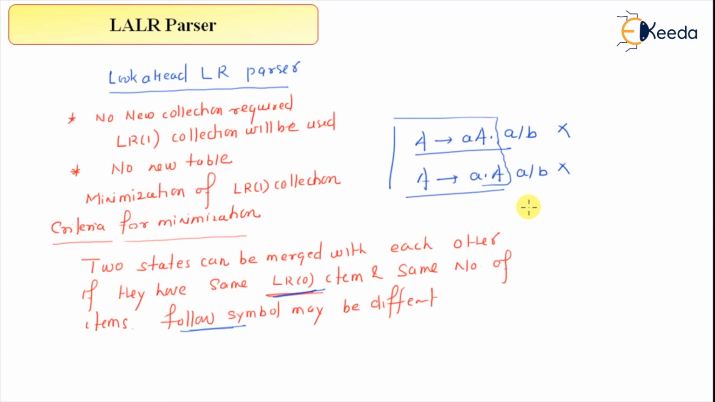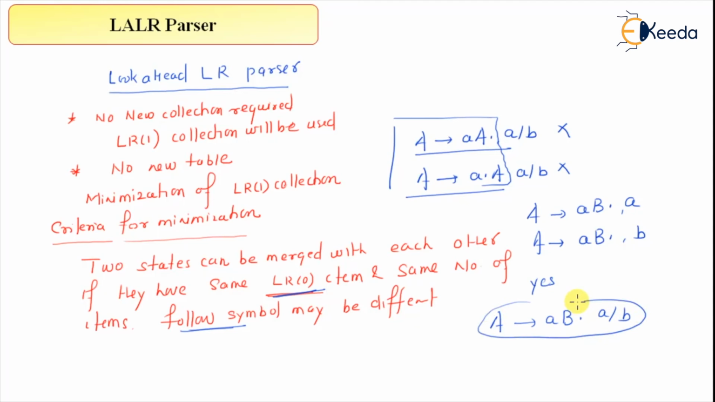Now if I say S derives A B dot followed by A, and A derives A B dot followed by B, can I merge these two? The answer is yes, you can merge these two, and the resulting state will be A derives A B dot, followed by A or B. That is the merging effect. This is example number 1.